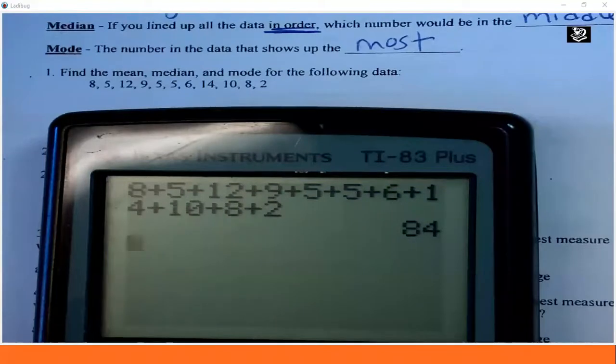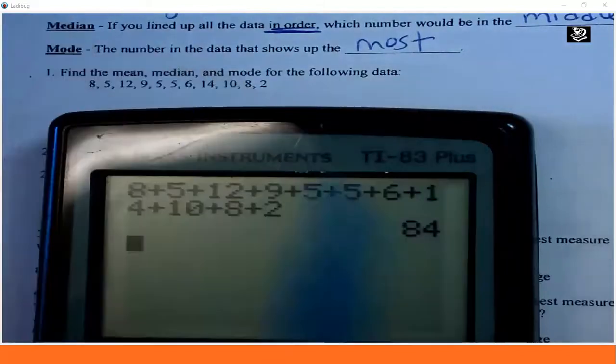Guys, y'all gotta get your stuff done. All right, so you add it all up. Tania, how many numbers do we have here? What do we divide by?